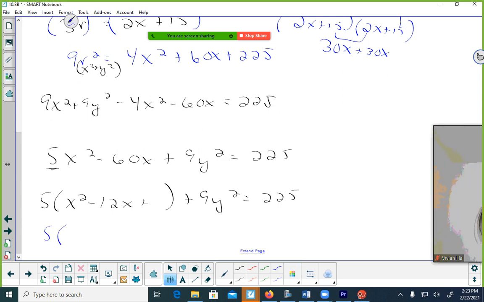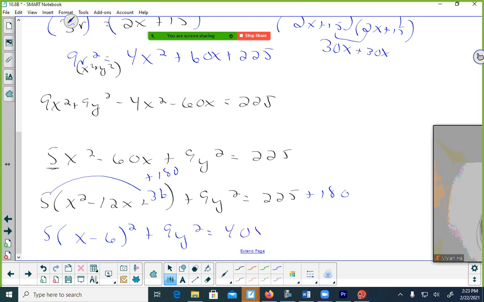When I complete the square, what do I get? Mark? So I'm adding 180 here, which means I'm going to add 180 here, which I believe is 405. Then what am I going to do?